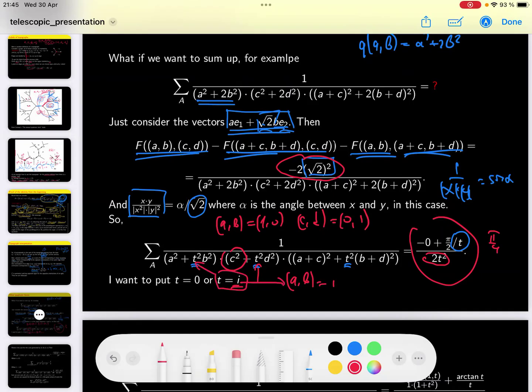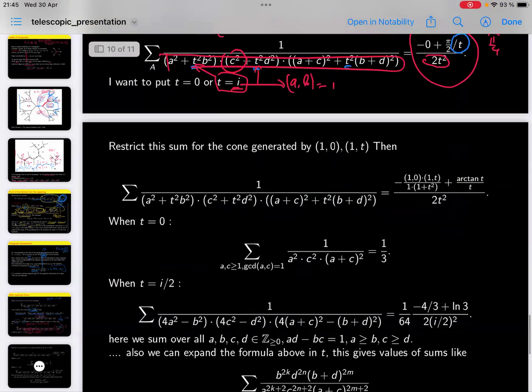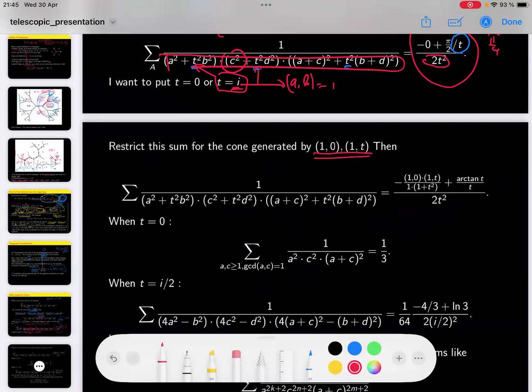I can just restrict the range of summation. So instead of the half of the topograph, I can go to some branch of it such that I have no zeros in the denominator. So what happens if I do this? Let's consider the sum of all these vectors such that they are from the cone generated by these two vectors. I have 1, 0, I have 1 t, and I consider their sum, and so on. So I just generate this thing by two vectors.